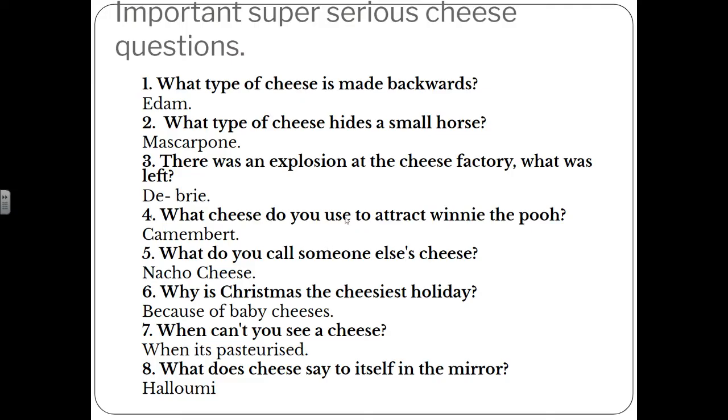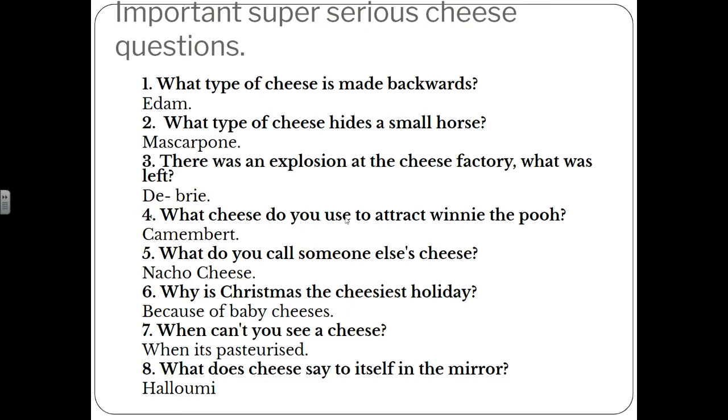So, super important cheese questions. What type of cheese is made backwards? Edam. What type of cheese hides a small horse? Mascarpone. There was an explosion at a cheese factory. What was left? Only debris. What cheese do you use to attract Winnie the Pooh? Camembert.